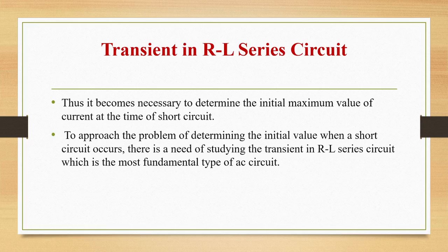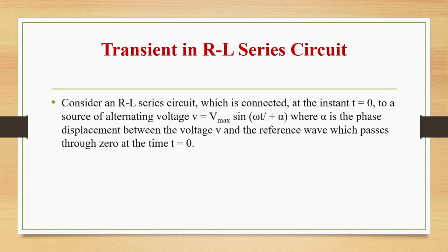So to approach the problem of determining the initial value when a short circuit occurs, there is a need of studying the transient in RL series circuit, which is the most fundamental type of AC circuit. Let us consider an RL series circuit. It is connected at the instant t equal to 0 to a source of alternating voltage v equal to Vmax sine omega t plus alpha, where alpha is the phase displacement between the voltage and the reference wave, which passes through 0 at the time t equal to 0.